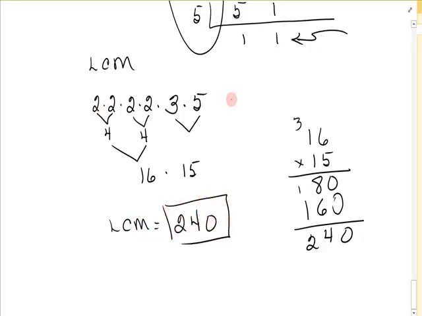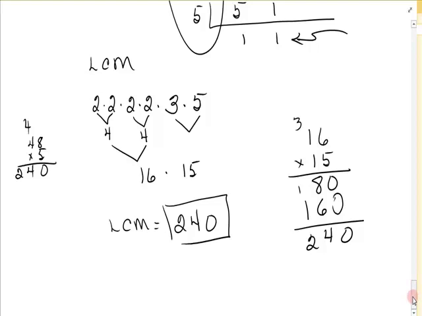Now I could have done this differently. I could have said 2 times 2 is 4, times 2 is 8, times 2 is 16, times 3 is, I think, 48, and 48 times 5, that's 40, carry the 4, 20, and 4 makes 24. Different method: I went strictly from left to right, and I got the same answer. Least common multiple is 240.